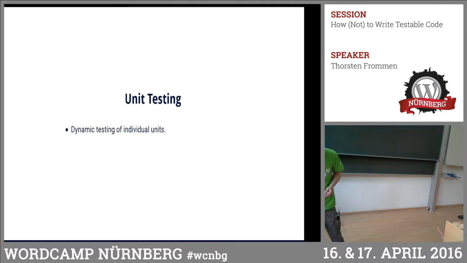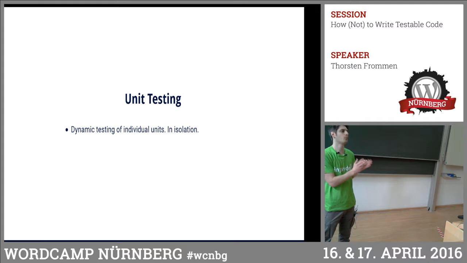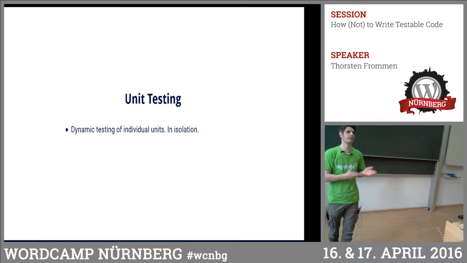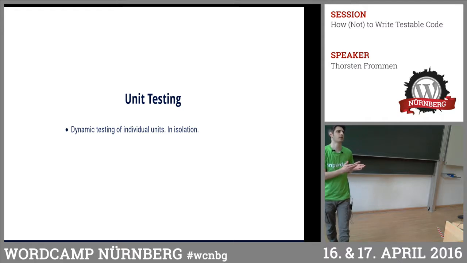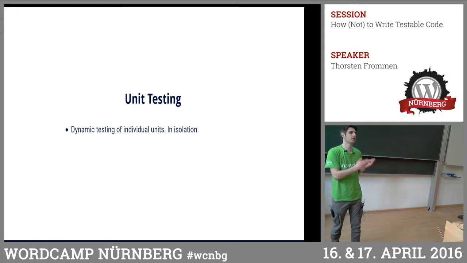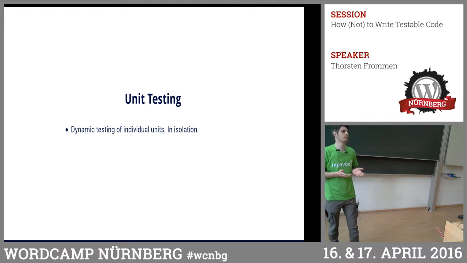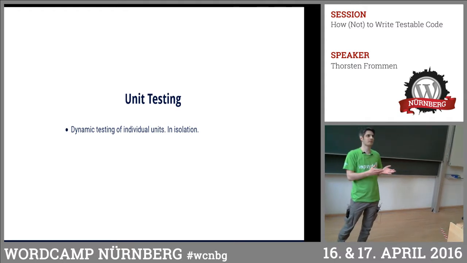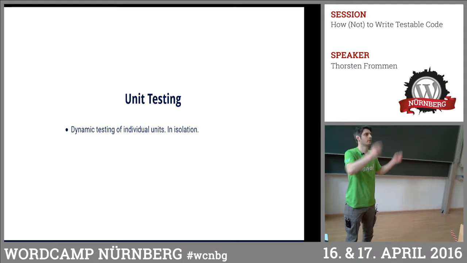Unit testing in general is dynamic testing of individual units. And these units are tested in isolation. So if I want to test one method, I only execute that method or the original code of that method, and I want to test that. I don't want to call a method, which again calls a method and then a method, and I don't know if there is an error. Is that error in my method that I actually called or somewhere in the call chain?